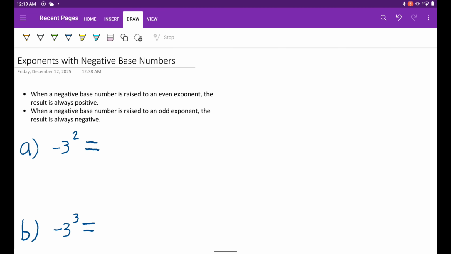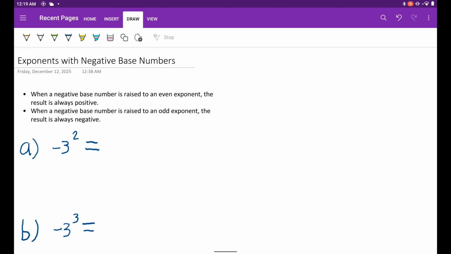Hi, I'm Cameron, and today I'm going to be covering exponents with negative base numbers. So when you're dealing with exponents with negative base numbers, there's a few rules that we can follow. These rules are as follows.